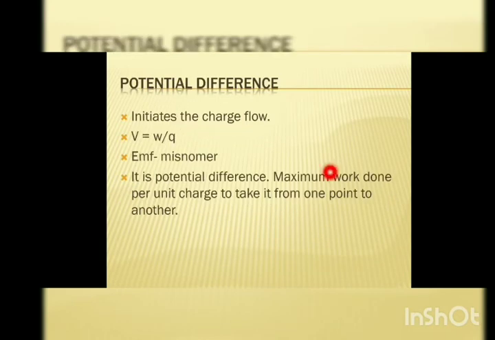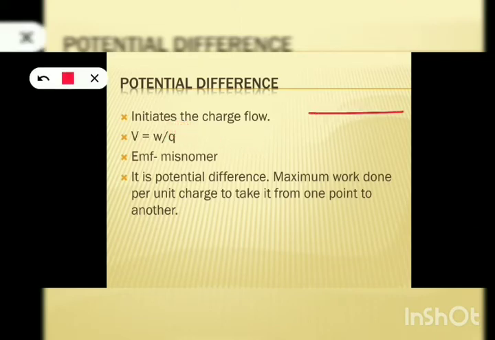Next is potential difference. What is potential difference? Potential difference is responsible to initiate the charge flow in a circuit. Consider a wire AB. So we have simply taken a wire. Do the charges flow through this wire? No. But when I connect this wire to a battery, and switch on the circuit, what happens? A current flows through this wire. That means charges start to flow through the circuit.